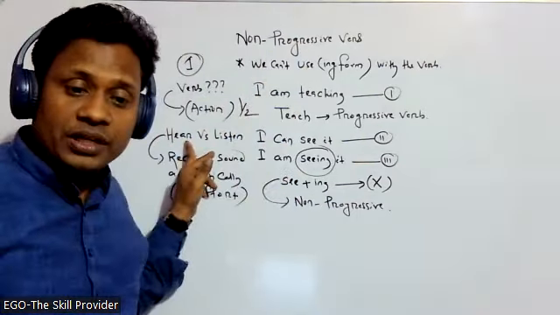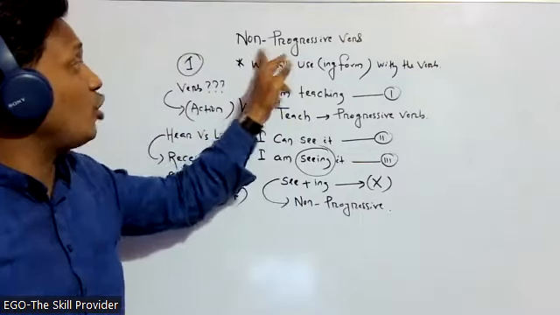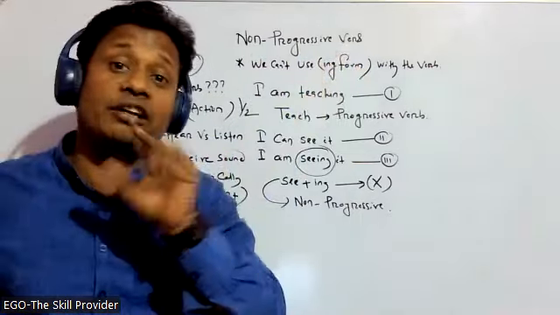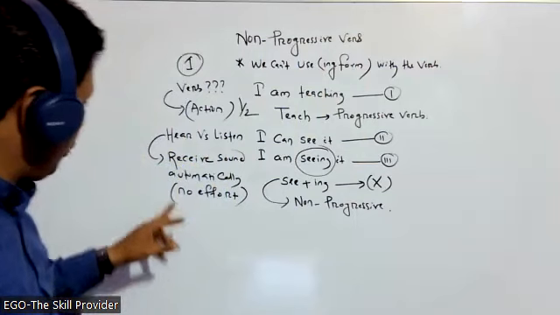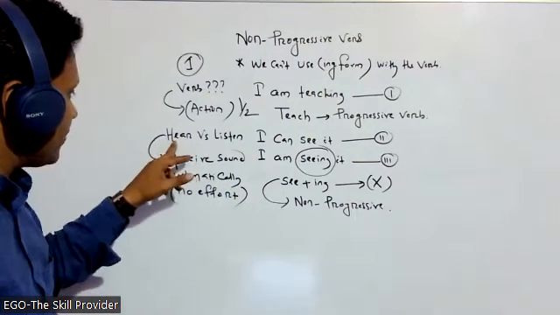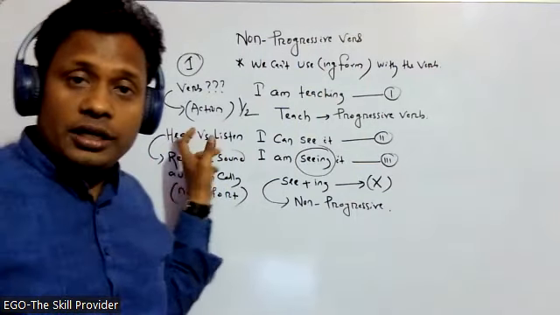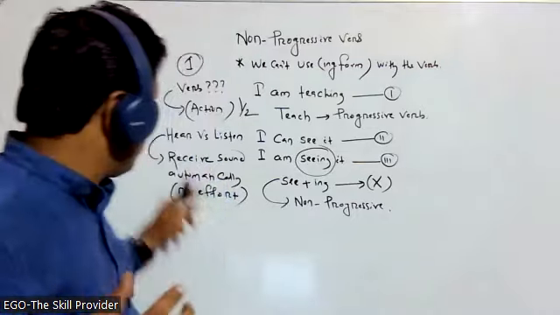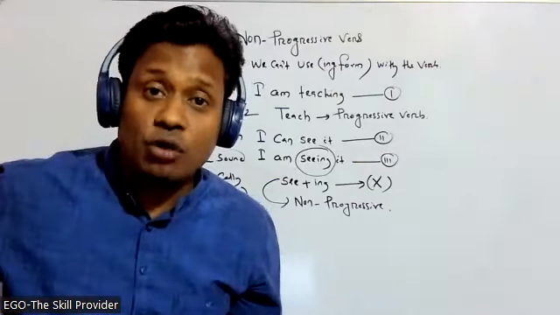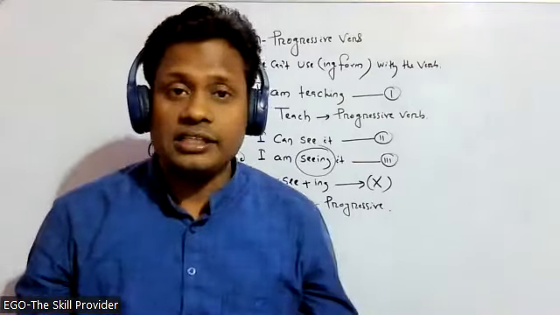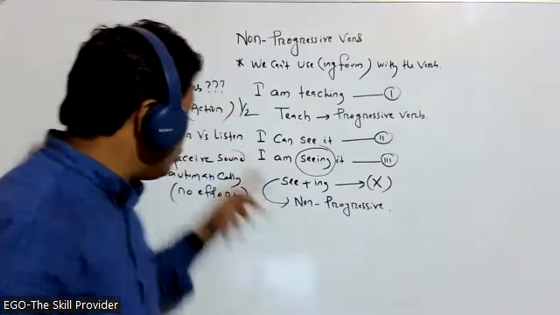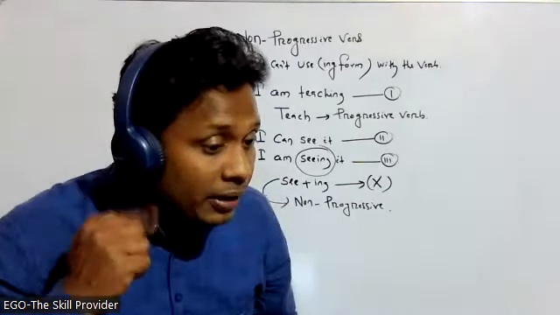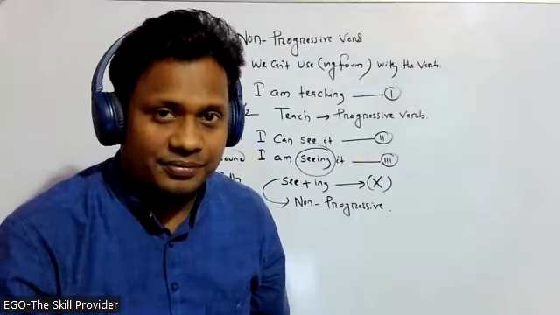If you understand this concept, you are going to learn what a non-progressive verb is and how to identify it. What's very important, my friends, is that hear means to receive sound. You are trying to receive sound. You are not doing anything. You are standing. But whenever you say listen, look, I am putting in some effort.